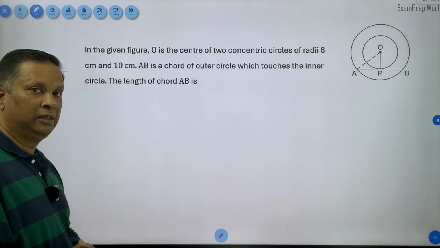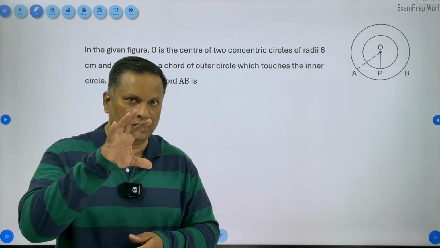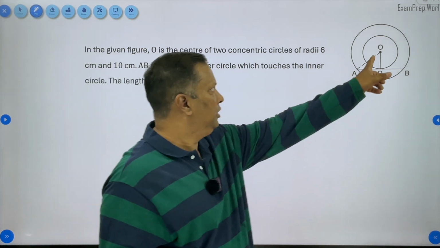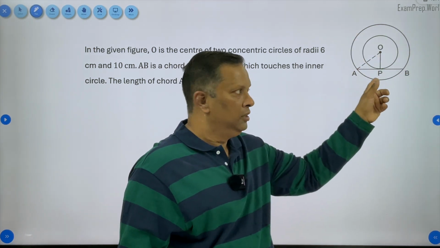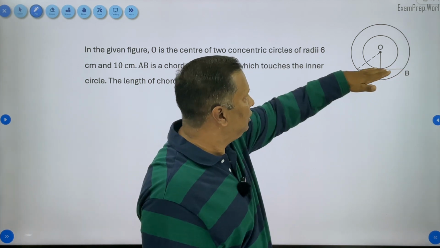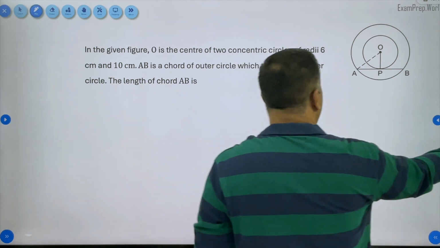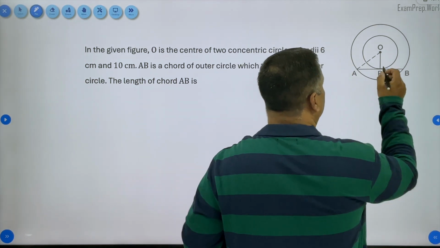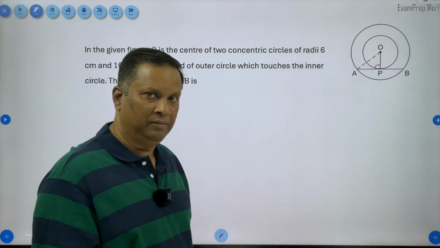Two concentric circles. What does concentric circle mean? Concentric circle means the circles which have the same center. Here you see this smaller circle and a bigger circle. Now what is AB? AB is a chord to the bigger circle, but it is tangent to the smaller circle, right? So if it is tangent to the smaller circle, this angle has to be 90, correct?